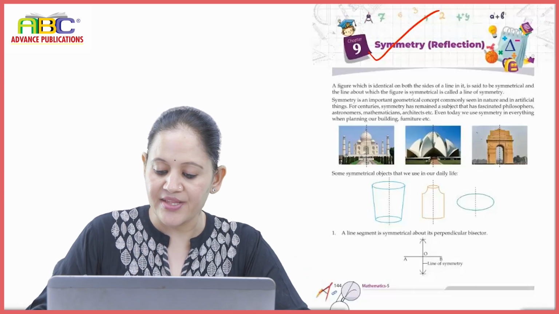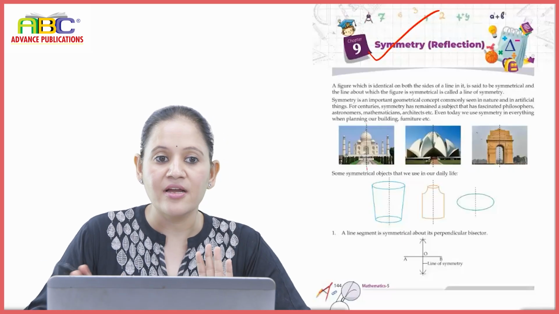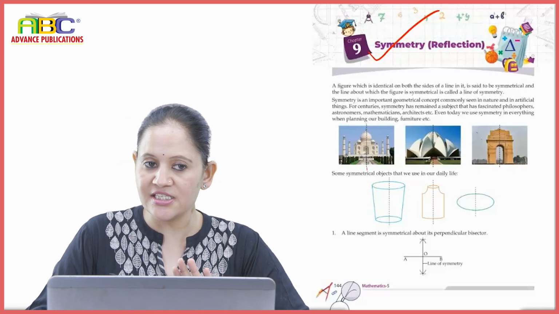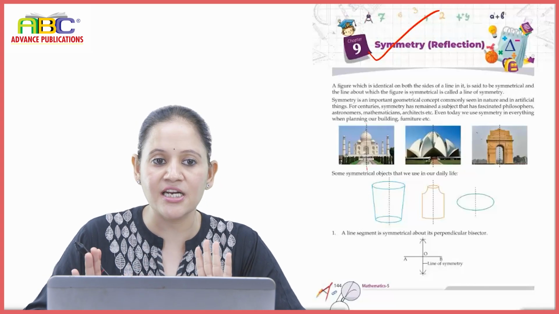Like here you can see the symmetry in the Taj Mahal. This line divides the Taj Mahal into two identical halves. One part is totally the same as the other part. So this line is known as the line of symmetry. It is an imaginary line.